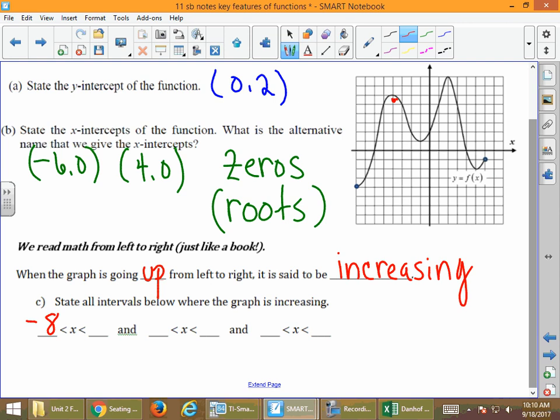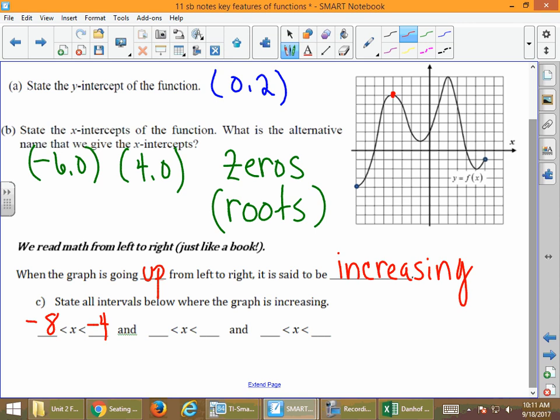Then I went to this point here. We want the x value of that point because in between those two values is where we're increasing. The x value of that red point that I just put on the graph is negative 4. So where our graph is increasing is between negative 8 and negative 4.